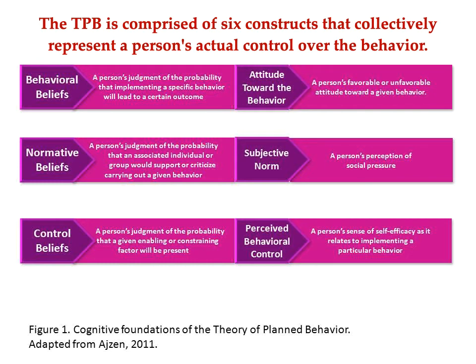Subjective norm, a person's perception of social pressure. Control beliefs, a person's judgment of the probabilities that a given enabling or constraining factor will be present. Perceived behavioral control, a person's sense of self-efficacy as related to implementing a particular behavior.